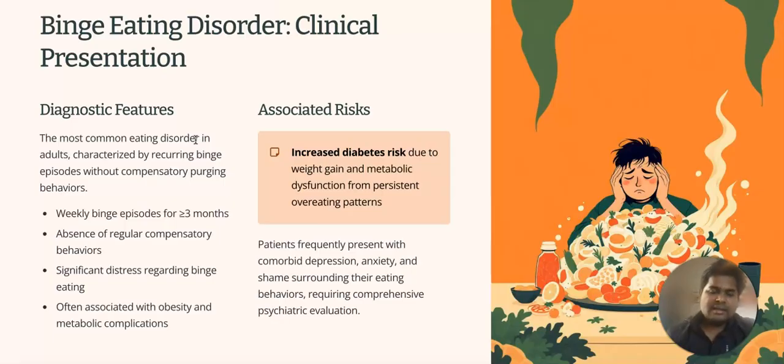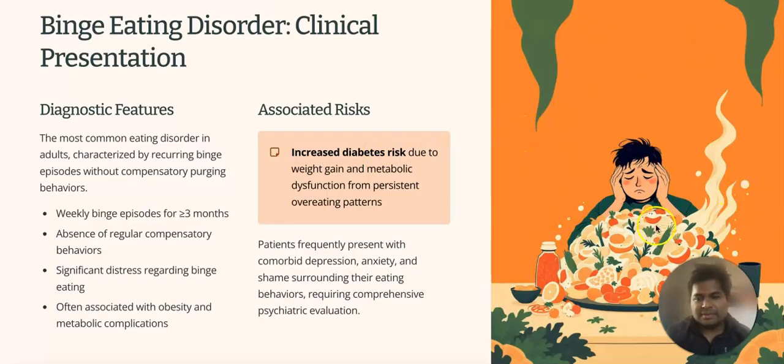And in binge eating disorder, the person has insight, so that's why the person may get distressed. Obviously, when the person eats too much, there is a chance of obesity and metabolic complications, that is, increased diabetic risk. The person often has comorbid depression and anxiety, and since they are gaining weight, they also feel a little ashamed. So it's a mixture of everything.